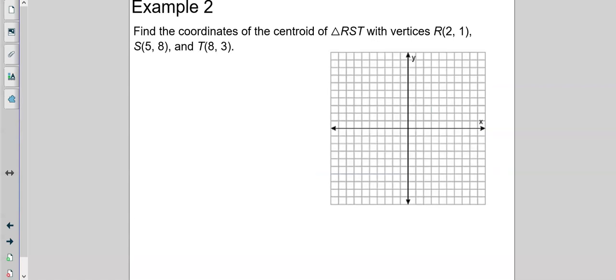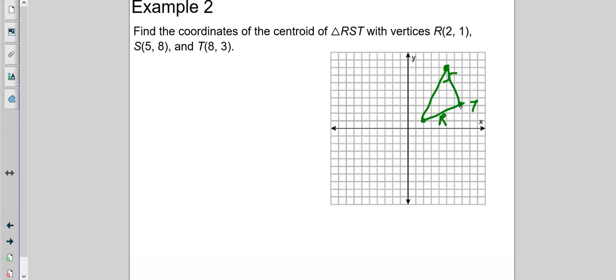All right, find the coordinates of the centroid RST with vertices 2, 1. And we don't really actually need to graph this, but we will. So 2, 1 is right here. 5, 8, 3, 4, 5. 1, 2, 3, 4, 5, 6, 7, 8. So that's RST. And then 8, 6, 7, 8, 1, 2, 3. That's T. So here's my triangle.